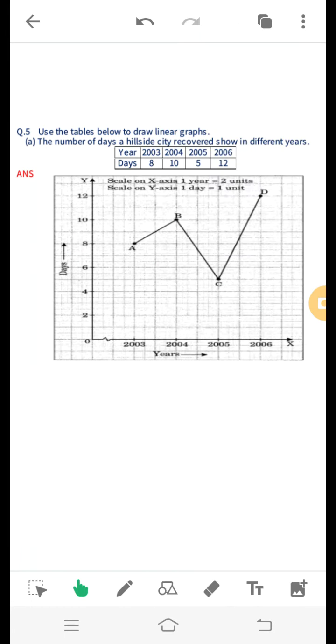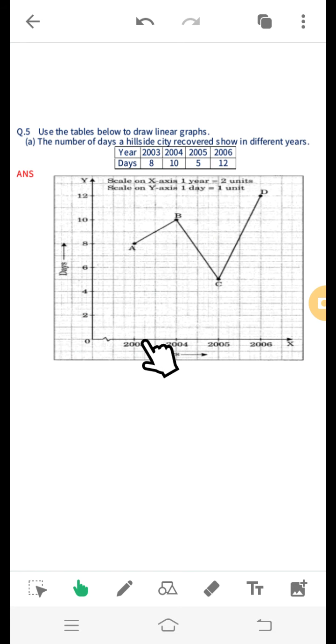Now here we are taking the question 5. Use the table below to draw linear graph. The number of days a hillside city recovered shown in different years. Year is given, days is given. We have to draw this graph. You have to use the bar graph for that. On the x-axis show years, y-axis show the days. X-axis 1 year is equal to 2 units. And y-axis 1 day is equal to 1 unit.